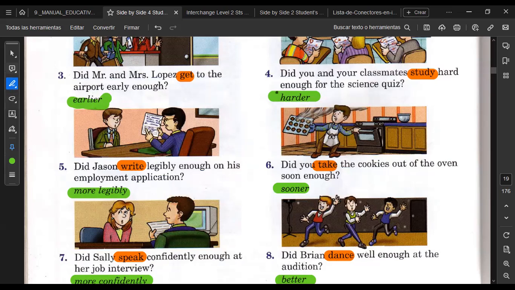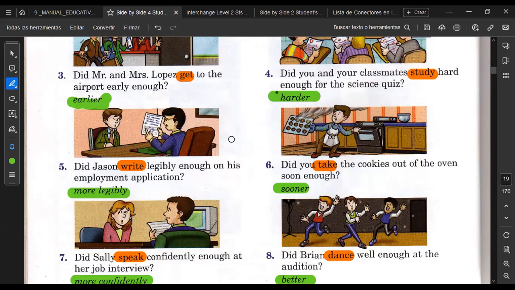Okay, very good, excellent. Gotten to the airport earlier, right? Sería, el señor y la señora López llegaron al aeropuerto lo suficientemente temprano. No, ellos no lo hicieron. No, they didn't. Ellos debieron haber llegado más temprano al aeropuerto. Ellos debieron haber llegado más temprano, right? They should have gotten earlier. Or they should have gotten to the airport earlier.